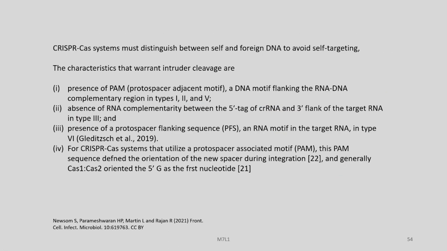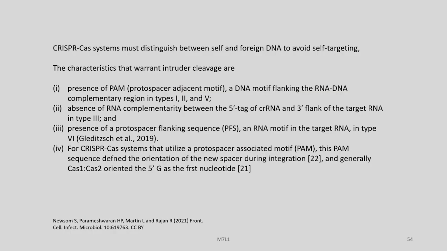The CRISPR-Cas systems must distinguish between self and foreign DNA to avoid self targeting. The characteristics that warrant intruder cleavage are the presence of a PAM, a DNA motif flanking the RNA-DNA complementary region, in types 1, 2 and 5; absence of RNA complementarity between the 5' tag of the CRISPR RNA and the 3' flank of the target RNA in type 3; and presence of a protospacer flanking sequence (PFS) and RNA motif in the target RNA in type 6.